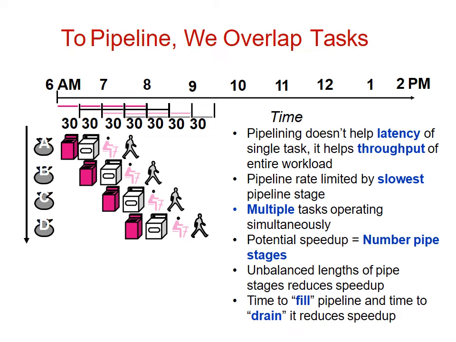After that, multiple tasks operate simultaneously, and the potential speedup is equal to the number of pipe stages. Then unbalanced length of pipe stages reduces speedup. Time to fill the pipeline and time to drain it also reduce speedup.